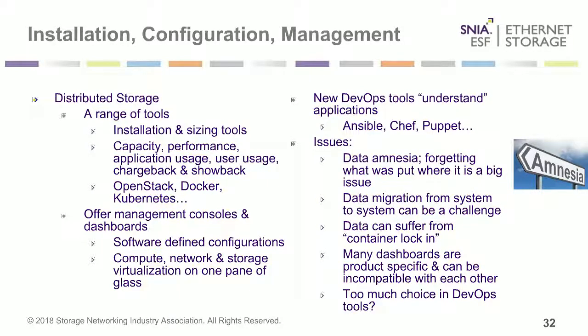The second thing is container lock-in. This is a similar thing to data amnesia in that, okay, you've got containers, but what's inside them? The data can get locked inside a container and isn't readily extractable for use for other purposes. So two issues there: lock-in for the container and data amnesia. I think there are going to be bigger issues with distributed storage as we move forward.